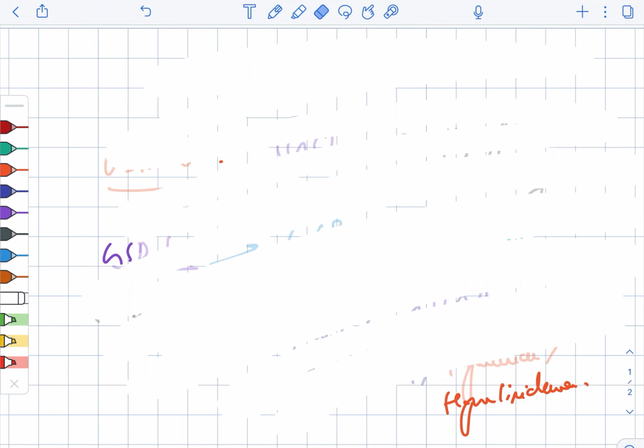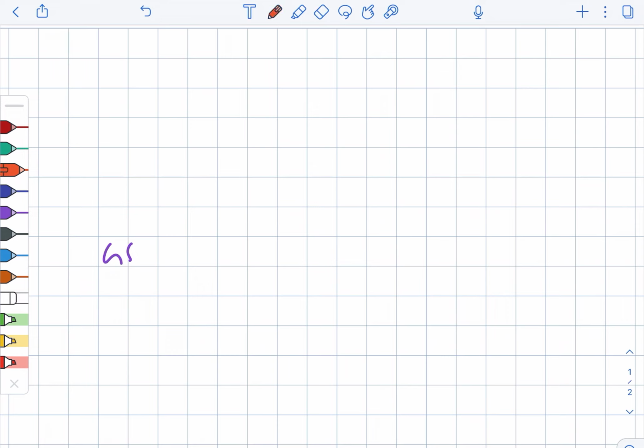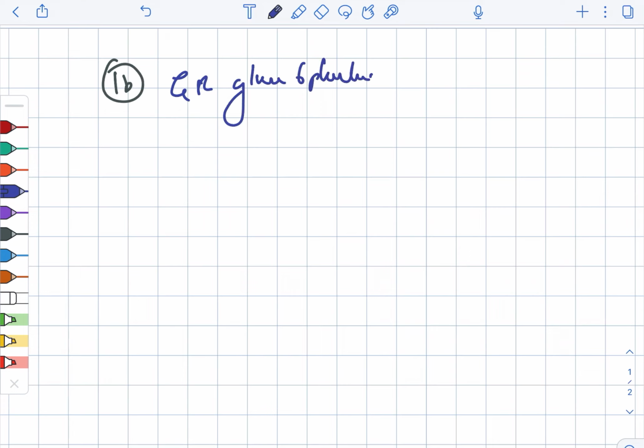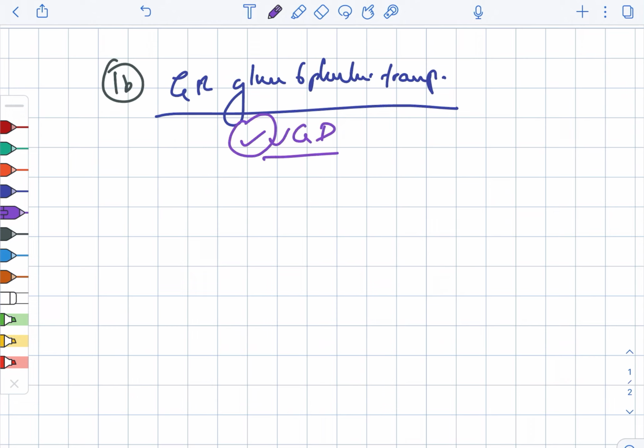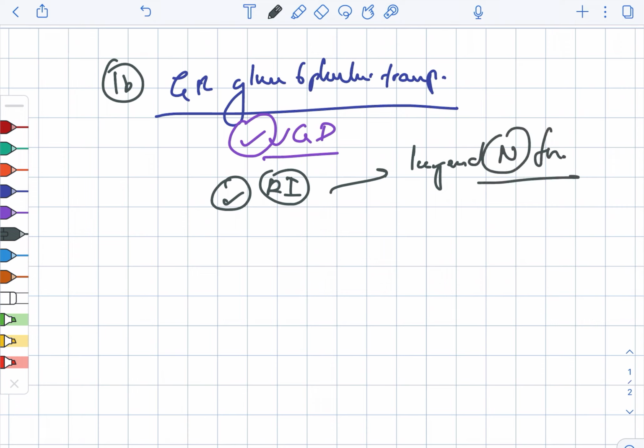Next, moving on, there's GSD type 1B. In terms of GSD type 1B, there is an enzyme deficiency of the endoplasmic reticulum glucose 6 phosphate transporter. The symptoms are the same as von Gierke's disease, and there are also recurrent infections. This is due to the impaired neutrophil function that is present.